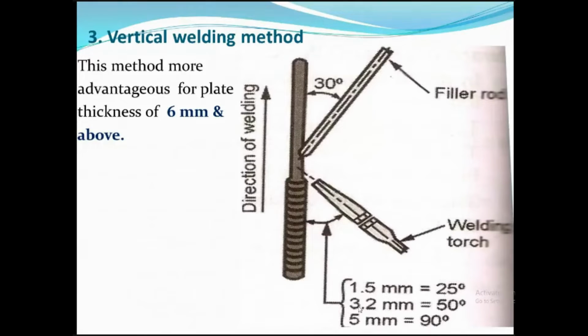But the filler material has a constant angle of 30 degrees. This method is more advantageous for plate thickness of 6 mm and above. That means if we have to weld bigger rods or bigger parts, we generally use the vertical welding technique. In these figures, we do the welding from the bottom to top or top to bottom direction. So this is the vertical welding method, which we generally employ whenever we have to do welding.